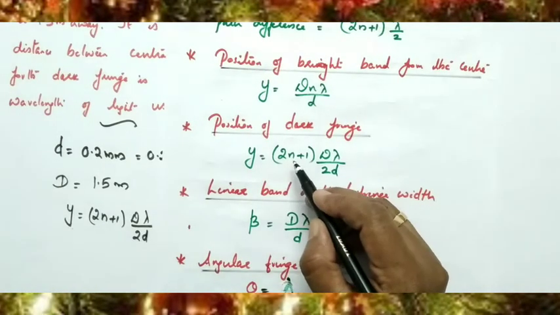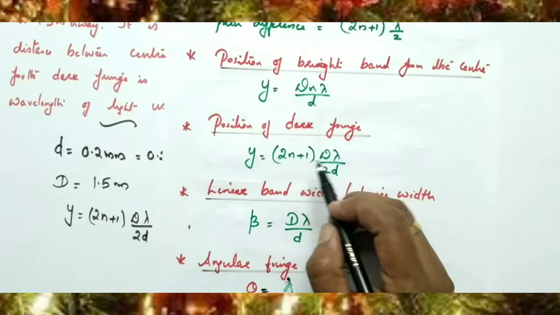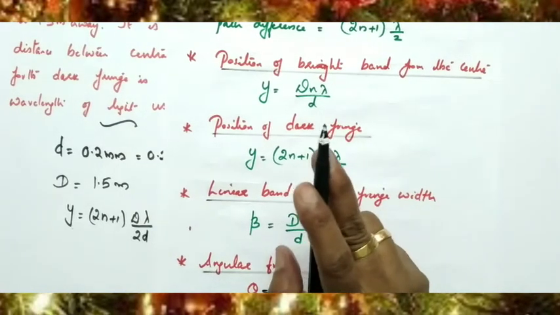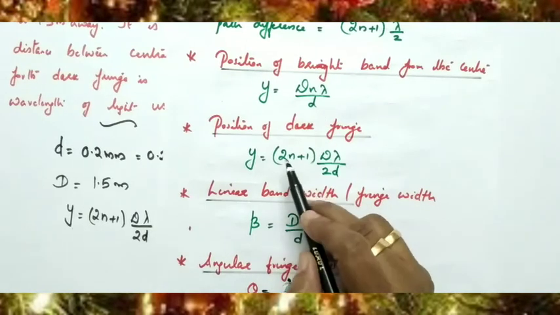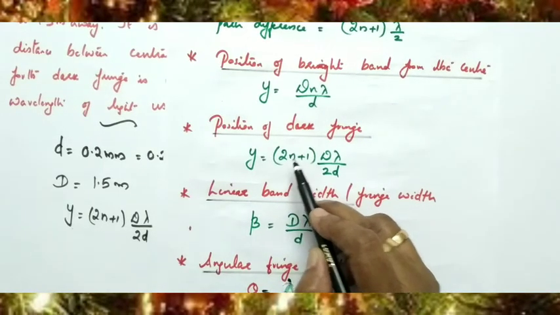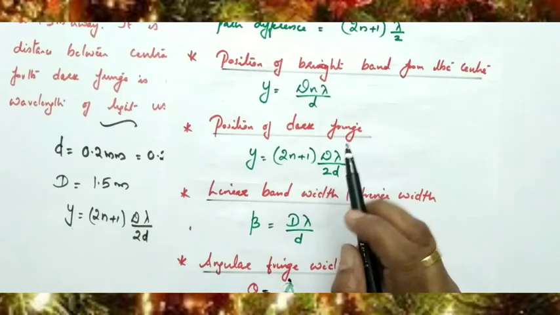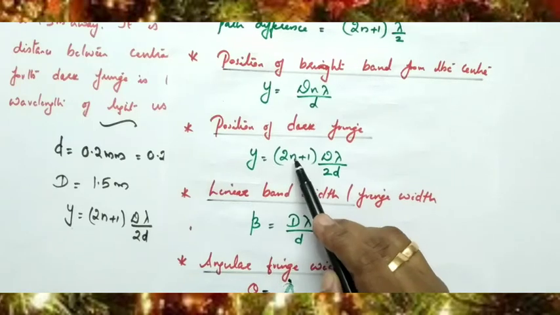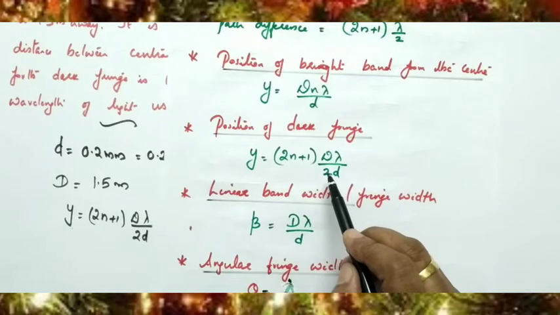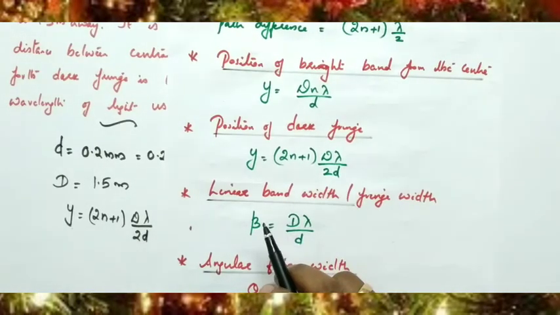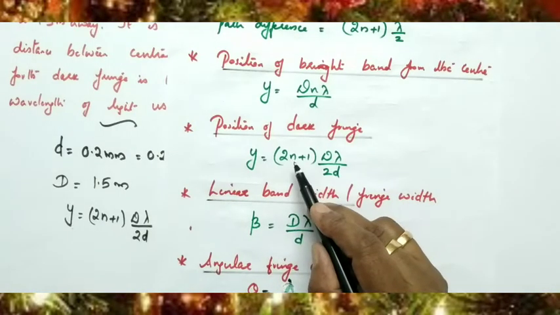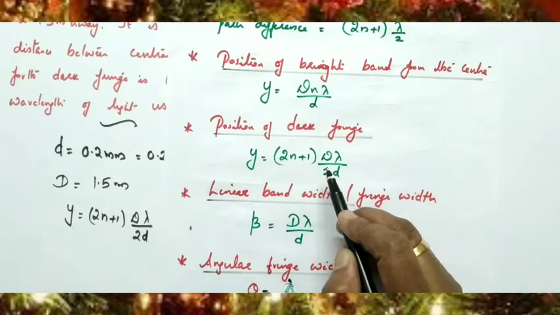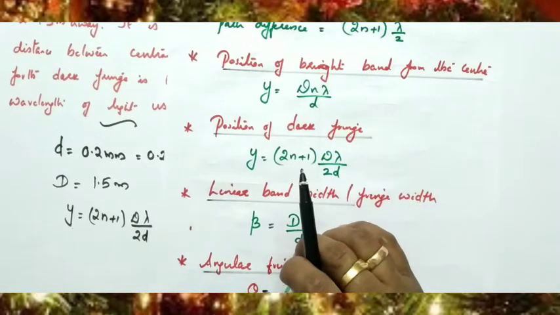If you put n equal to 0, what is that? D lambda by 2d. So that is the position of the first dark fringe. Okay children, so put n equal to 0, y equal to D lambda by 2d, that is the position of first dark fringe. Put n equal to 1, y equal to what? 3D lambda by 2d, that is the position of second dark fringe. Put n equal to 2, y equal to 5D lambda by 2d, that is the position of third dark fringe.